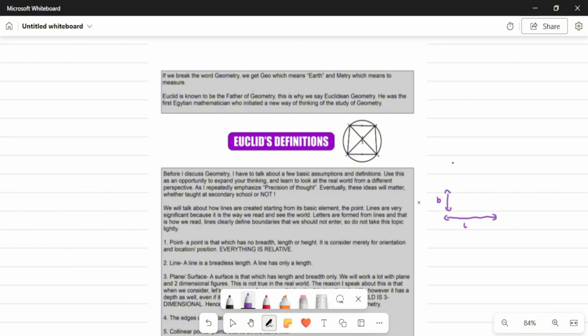Understood? So there's no breadth. It's so small that it has no breadth. It's only just a single line. It's just a single length. So when you put a ruler here, you'll only be able to measure this part. You won't be able to measure the thickness of that line, because it has no breadth. So that's an assumption that we make in order for geometry to even work in the first place.